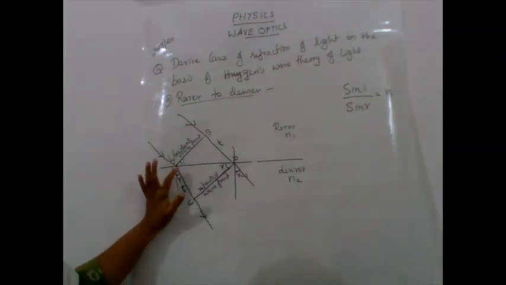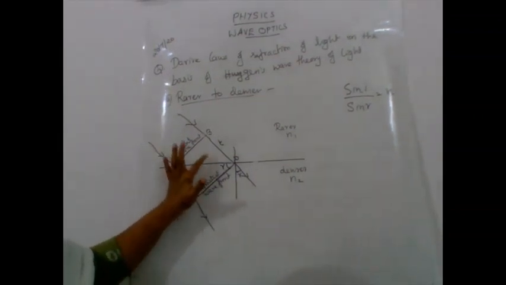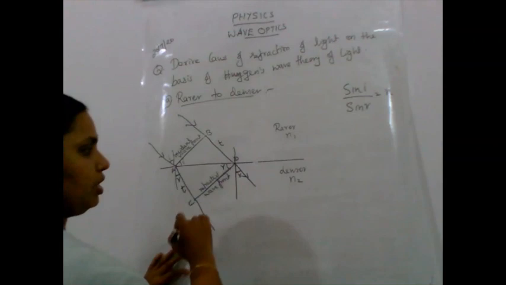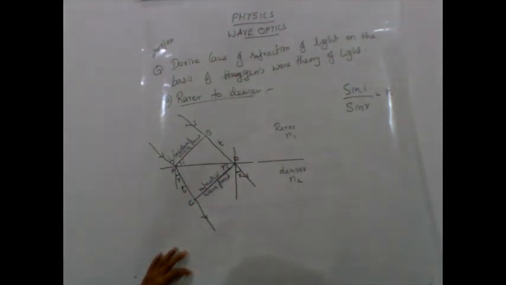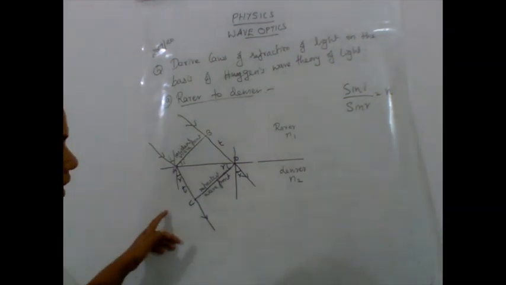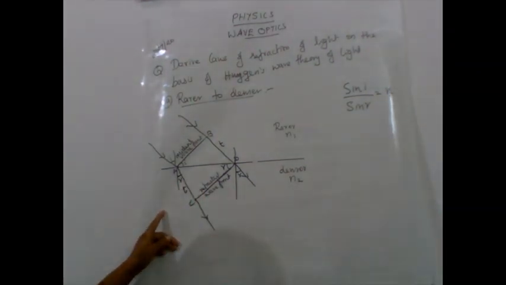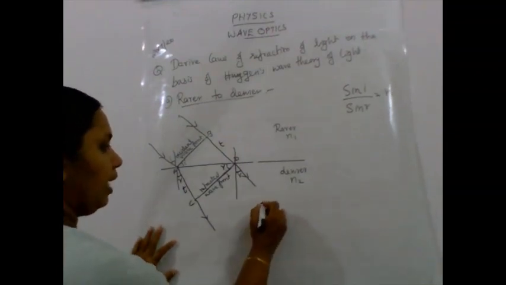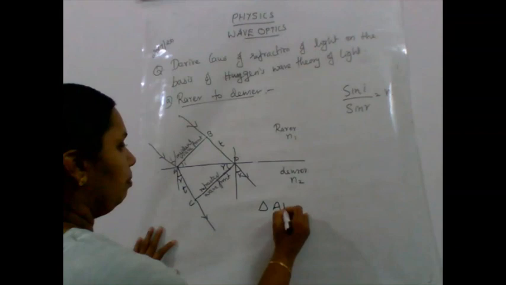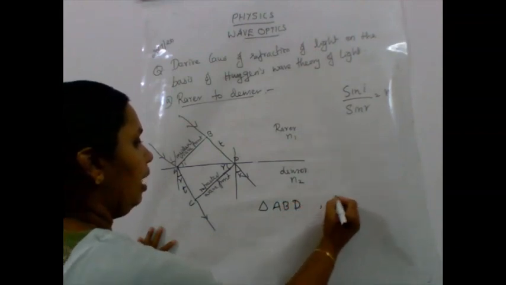Okay, so one by one from all the points the refracted wavefronts are coming. And we are joining all the points at the same state of vibration. We got a refracted wavefront. Then again the same procedure. Considering the triangles here, which are the triangles? We have triangle ABD and triangle ACD.